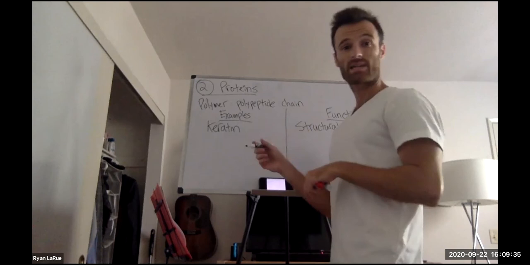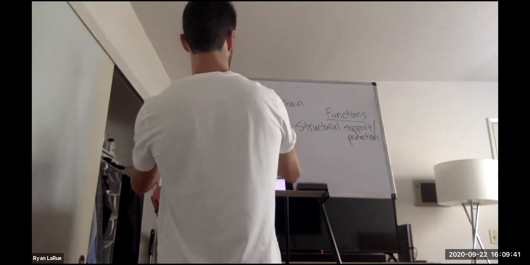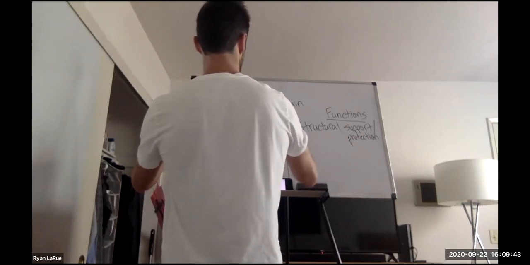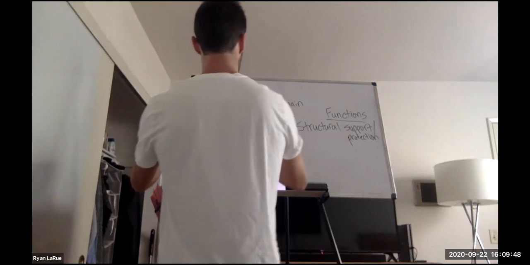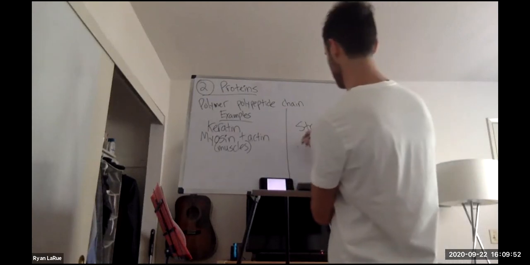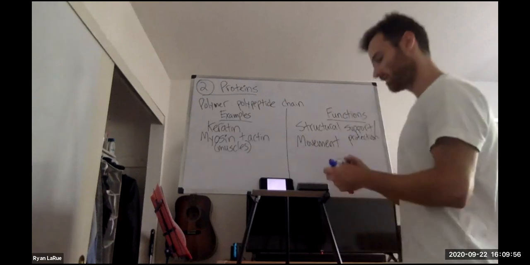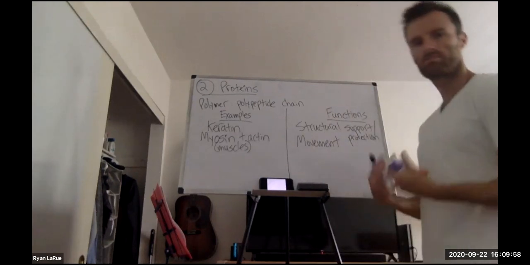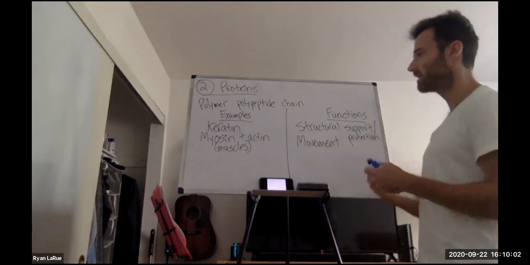Myosin and actin are two proteins that actually make up muscles. So myosin and actin in muscles, the function of which would be movement. So muscles are made of proteins, these polypeptide chains.